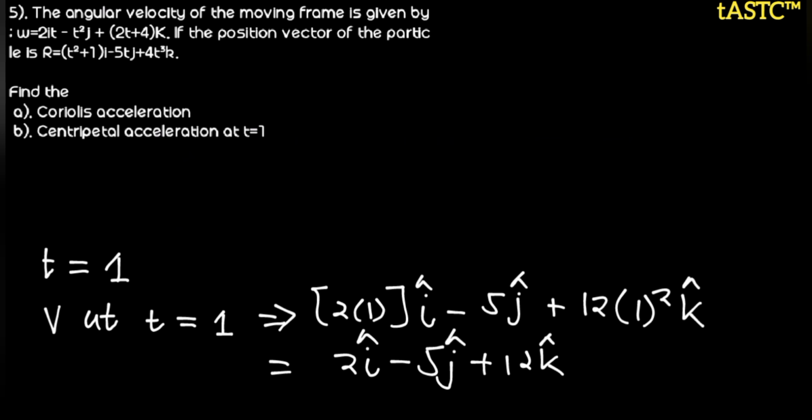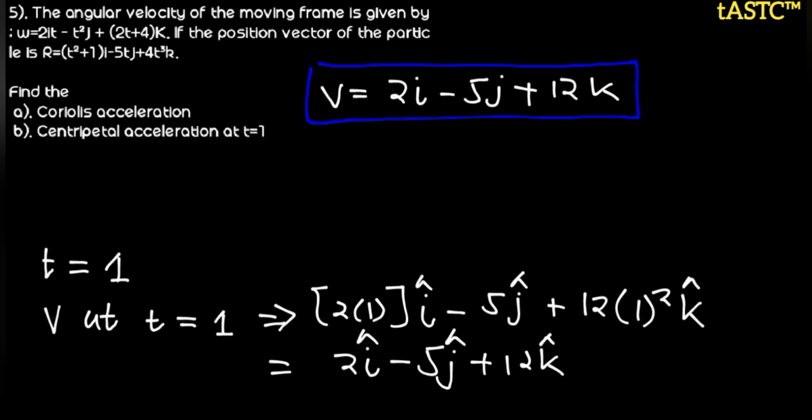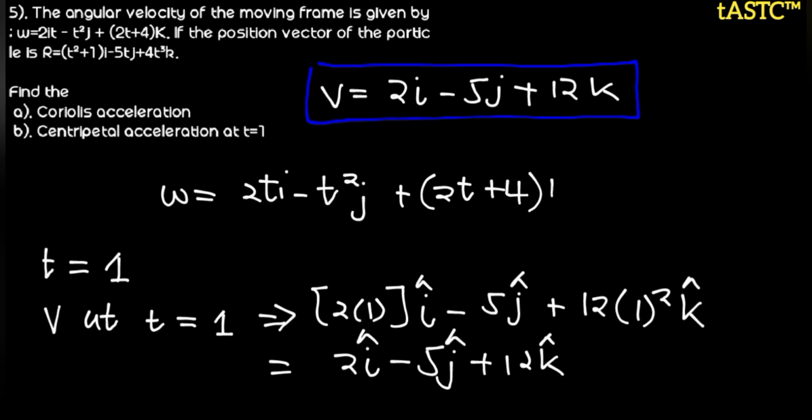So I'm going to write it here. V is equal to 2i minus 5j plus 12k. Now we also know what the, acceleration, no, in this case that is angular velocity. That is equal to 2t minus t squared. So this is an i, and here we have a j. And this is going to be 2t plus 4. We need to find what that is.